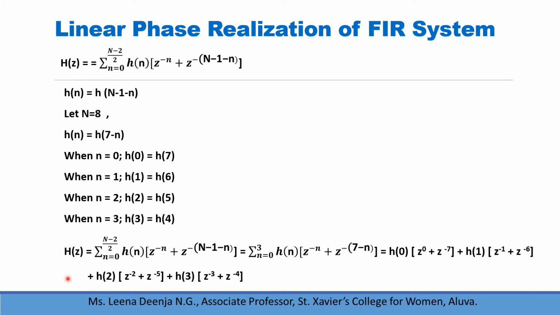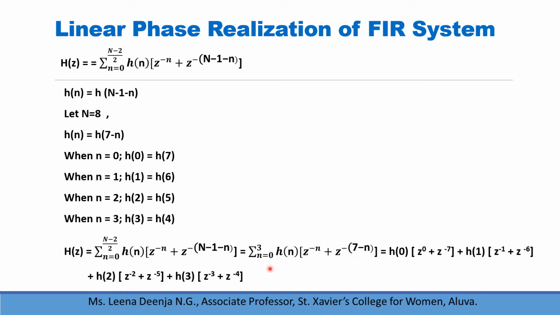H of z, we know that it is sigma n equal to 0 to n minus 2 by 2 h of n, z raised to minus n plus z raised to minus of n minus 1 minus n. Here this limit n is 8. So 8 minus 2 divided by 2, that is 3. So sigma n equal to 0 to 3 h of n, z raised to minus n plus z raised to minus of n minus 1, that is 7 minus n.